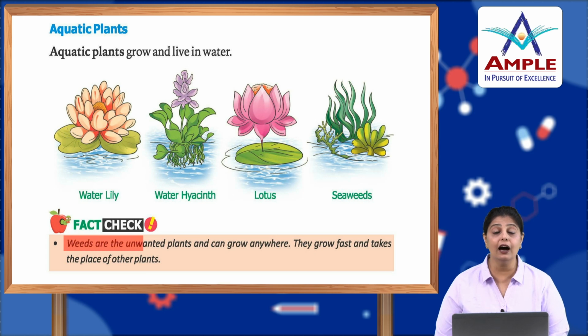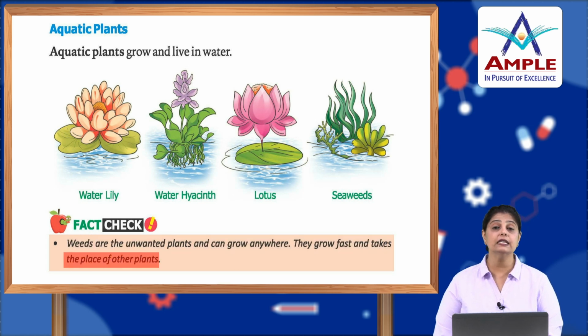Let's do a fact check. Weeds are unwanted plants, and they can grow anywhere. They grow fast and take the place of other plants. That is the reason why, when you see weeds in the plants that you have planted at home in your pot, you must get rid of them immediately. Otherwise, they will kill the main plant and take over. They are the unwanted plants.